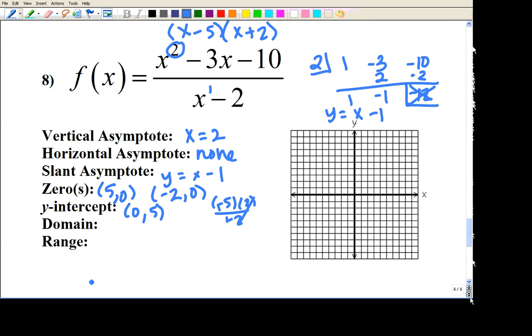We'll get back to that domain and range. Which reminds me, did I ever do the domain and range on the previous problem? Probably not. I'll be sure to talk about it before we finish it up here.